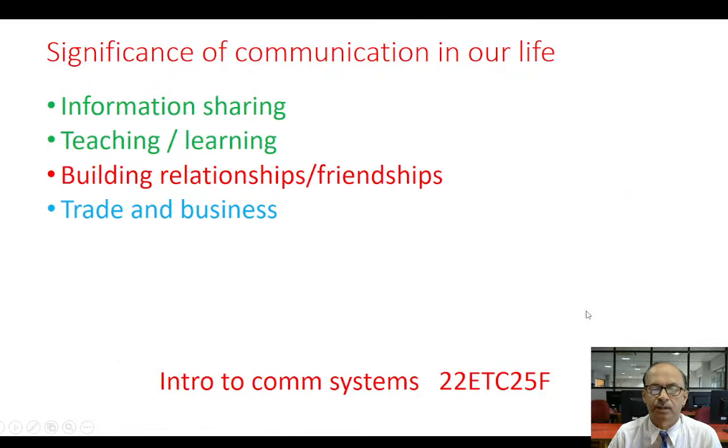Since our subject is communication subject, let us see what is the significance of communication in our life. Communication plays a very important role in our life, as all of you know. In fact, we can say that without communication there is no life, because in everyday life we use communication in one form or the other. As we all know, hardly any day in our life passes wherein we don't use our mobile phones for communication, internet, or emails, and watch TV for information sharing and such things.